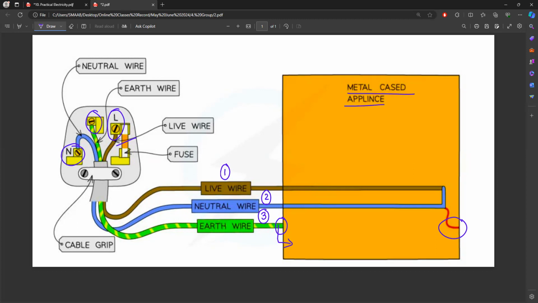Okay, I just saw the messages. Okay, any confusion in the concept of the three-pin plug?